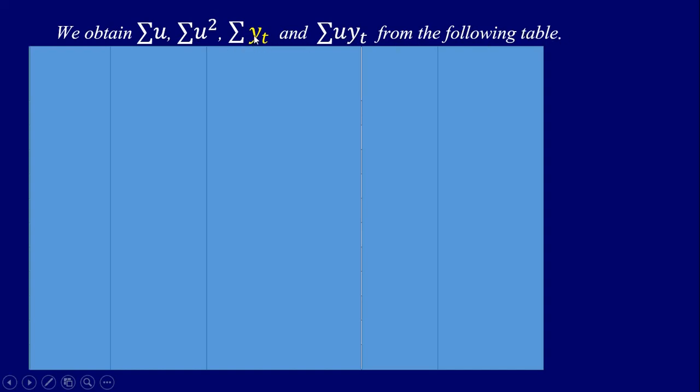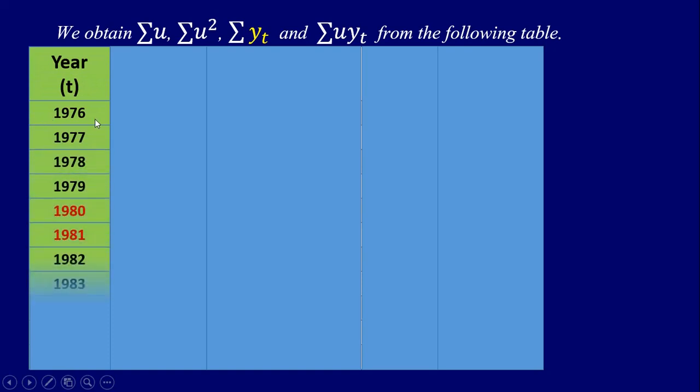So these y values are given in the example. Again, the values of t, that means years, are also given in the example. So we prepare the first column for t and the second column for y. The first column is for year, denoted by t: 1976, 1977, 1978, 1979, 1980, 81, 82, 83, 84, 85. So the total number of observations here is 10.